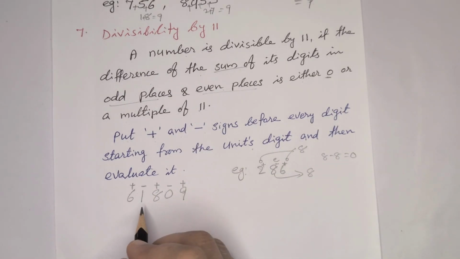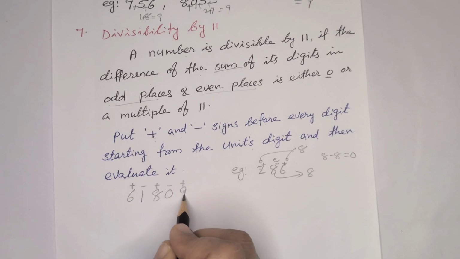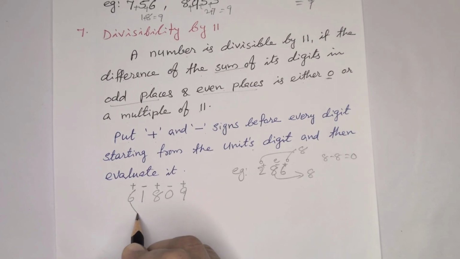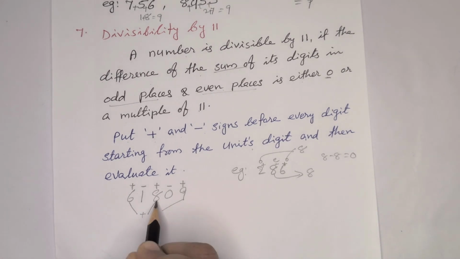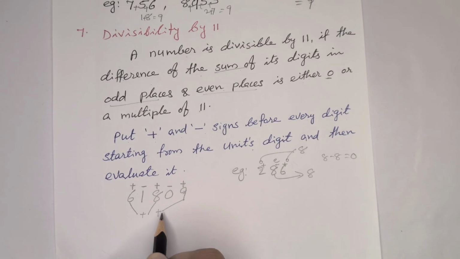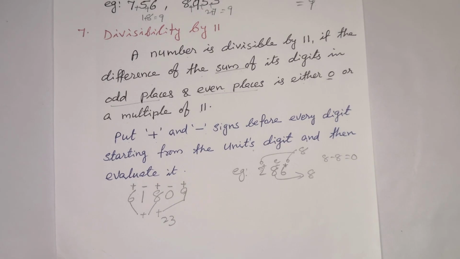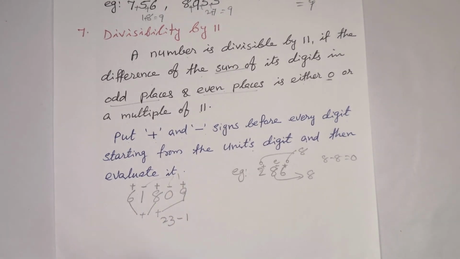Now we can look at this one. When we are taking odd place digits, that means 6 plus 8 plus 9. So 6 plus 8 is 14, 14 plus 9 is 23. It will come 23. Same way, take the even place digits, 1 and 0. 1 plus 0 is 1. So 23 minus 1, the difference of the sums, 23 minus 1 is equal to 22.